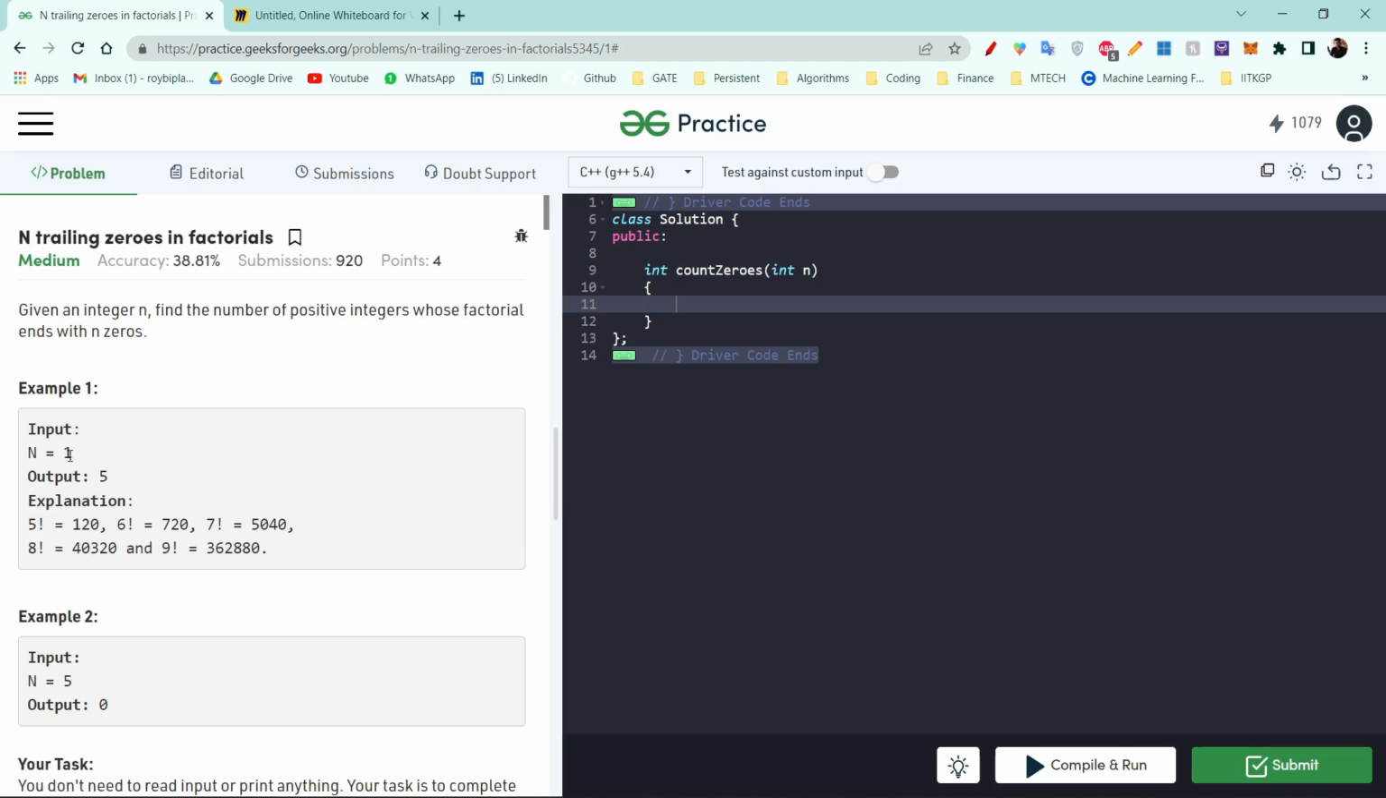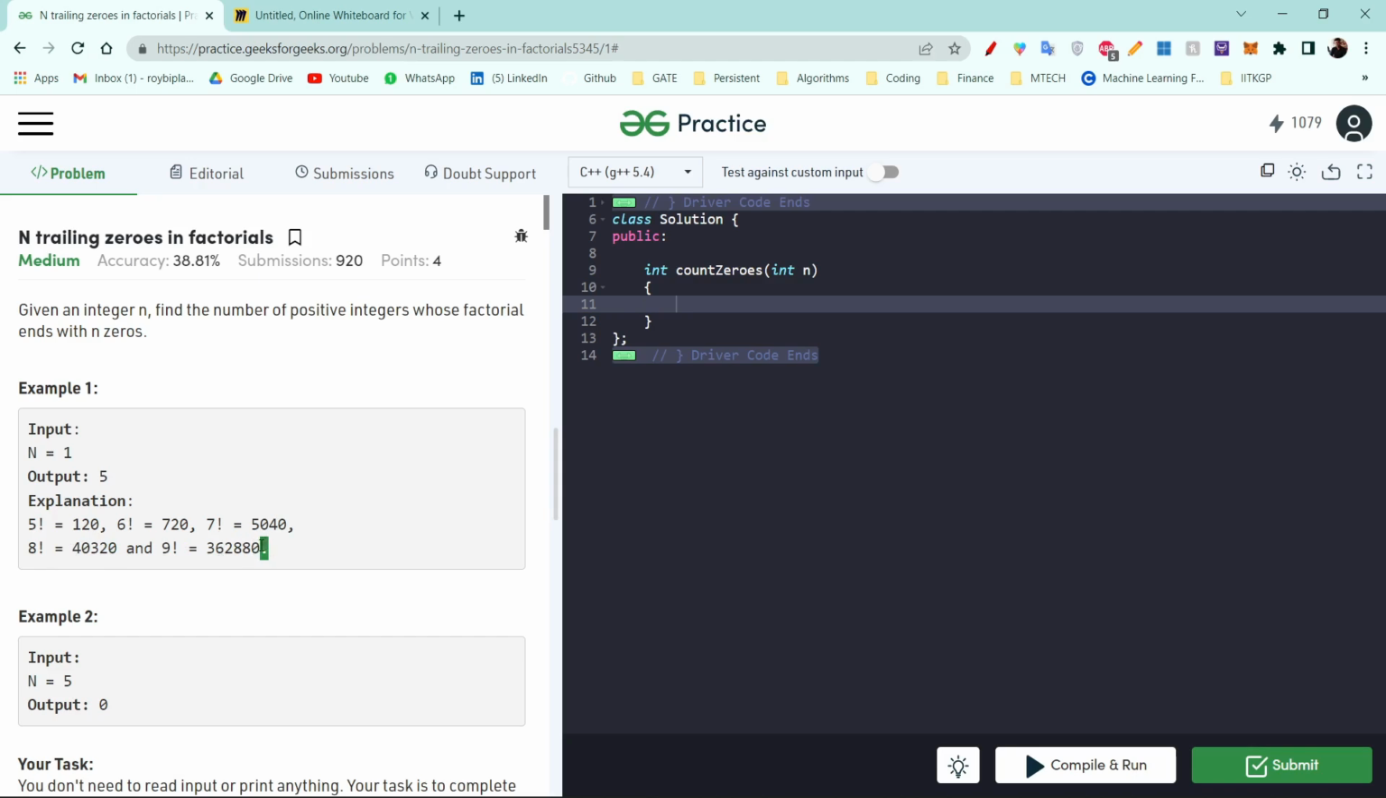That means if you are given n equals to 1, you have to find how many numbers are there whose factorial has 1 zero. Like output is 5. 5 factorial has 1 zero. 6 factorial has 1 zero. 7 factorial has 1 zero at the end. And 8 factorial has 1 zero. 9 factorial has 1 zero.